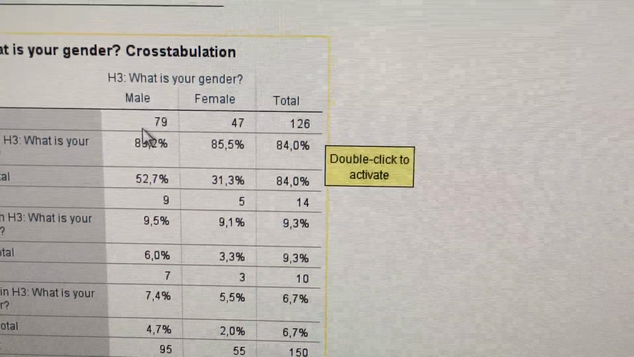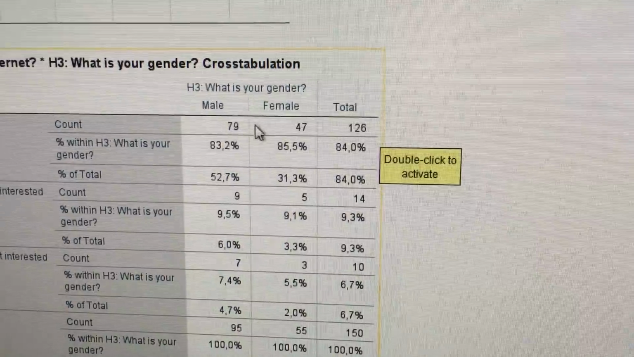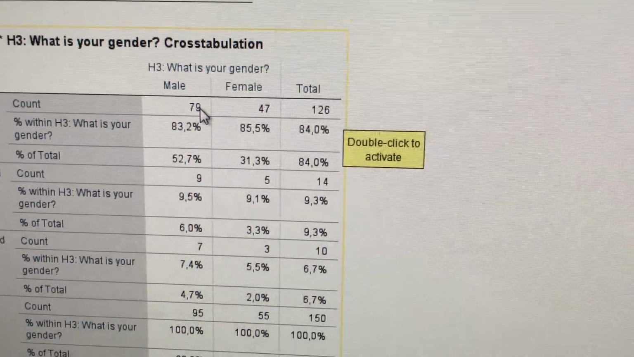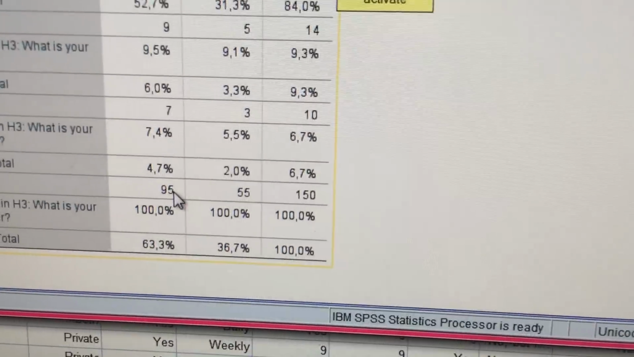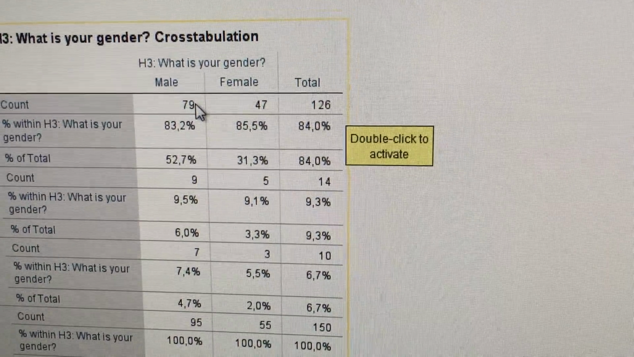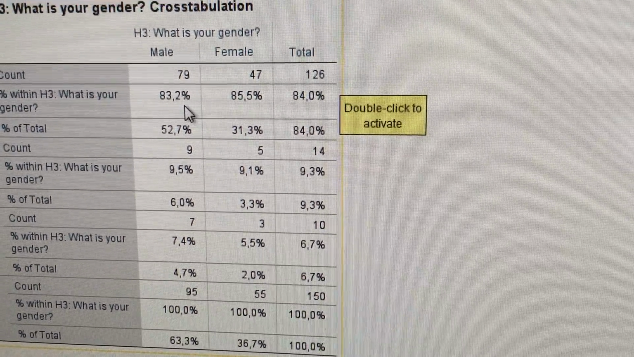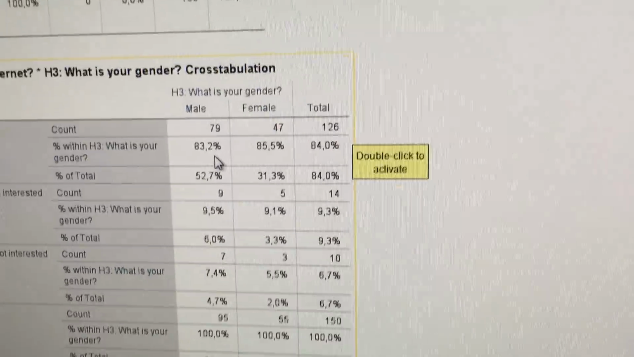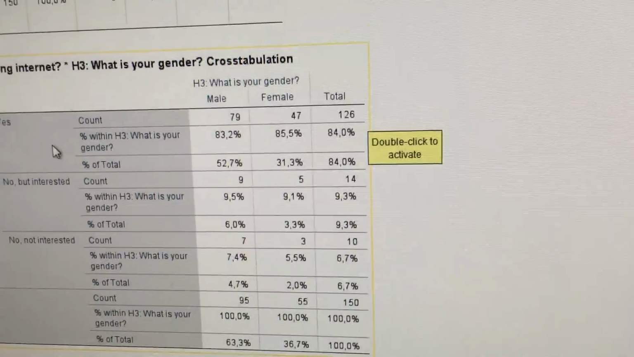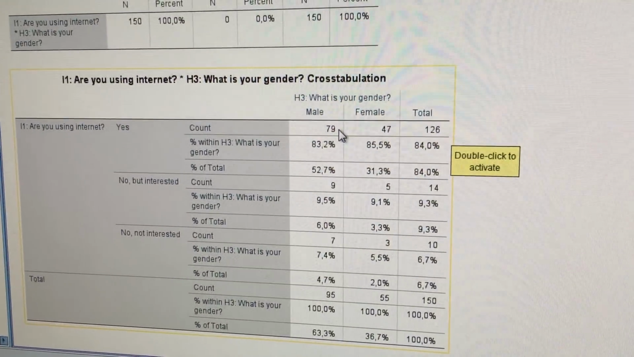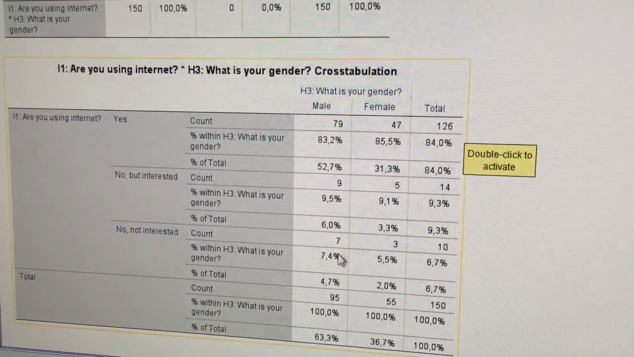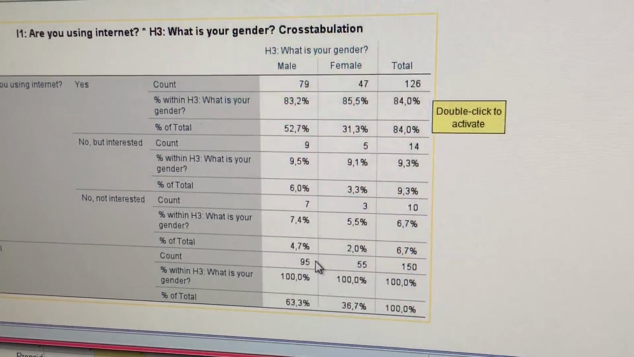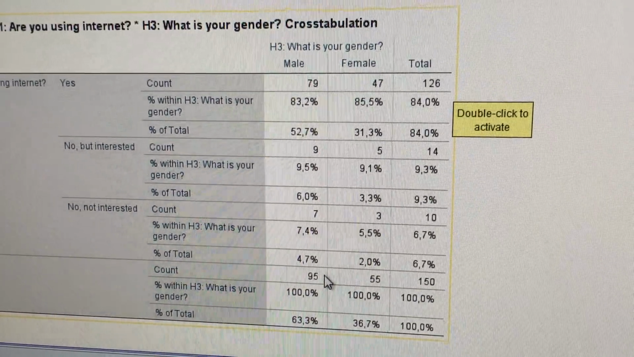And can you tell me what this 79 means? 79 means that this represents 79 males in the sample. There's a total of 95 men, and 79 men said yes. But if you report, you better report 83% of the men say they use internet. Don't report 79 out of 95 use internet. That's not really clear. We don't want that.